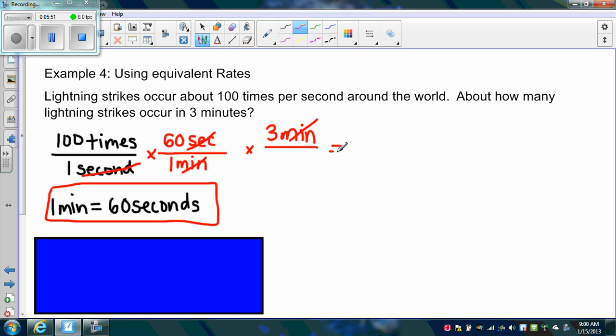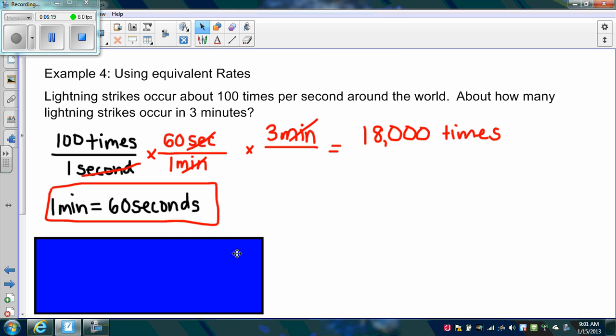That's what we want. So we do 100 times 60 times 3, which equals 18,000. So that ends up coming out to 18,000 times. And if we had a value as the denominator, we would divide, but in this case it's 1, so we can end with 18,000 times.